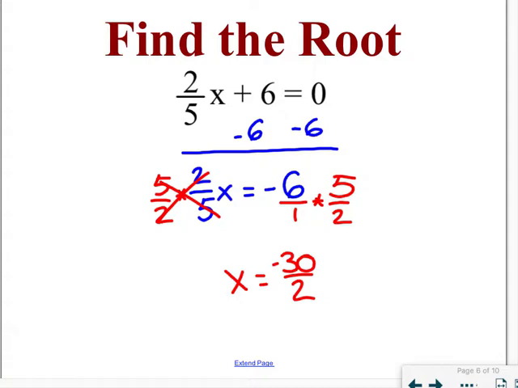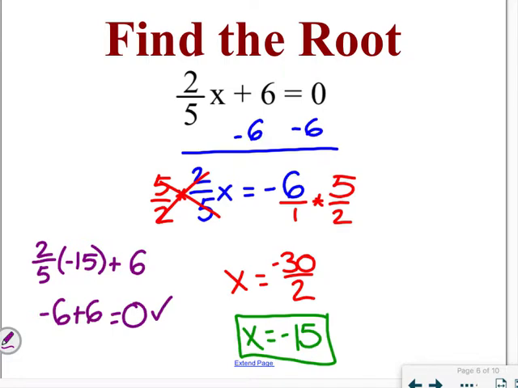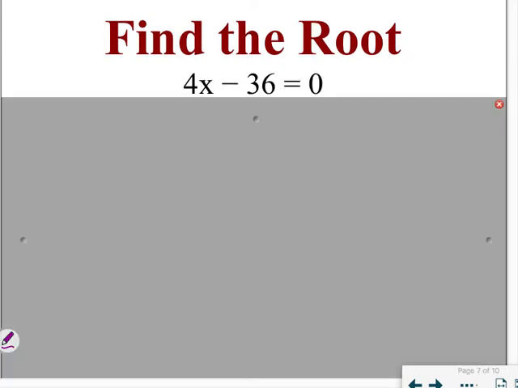-30/2. When we simplify that, that gives us an answer of x is equal to -15. Remember on the first slide, up top, we can see that it's supposed to equal 0. If you want to double check, you can do 2/5 times -15 plus 6. 2 times -15 is -30, divided by 5 gives you -6, plus 6, which does equal 0, so it checks out. Go ahead and try to solve this one on your own.